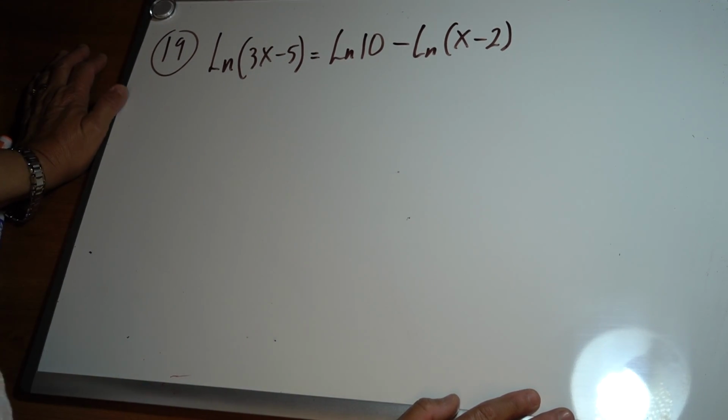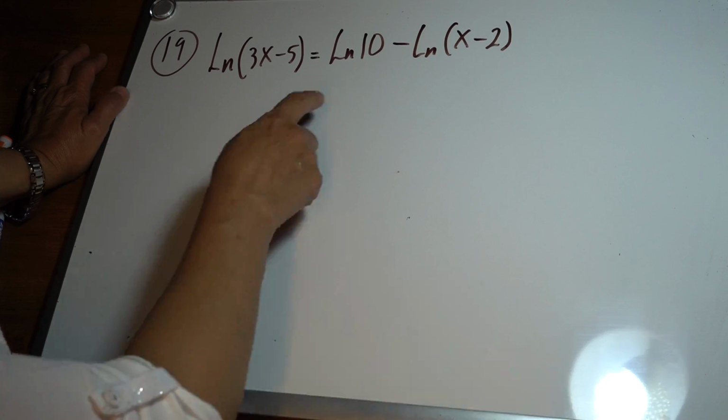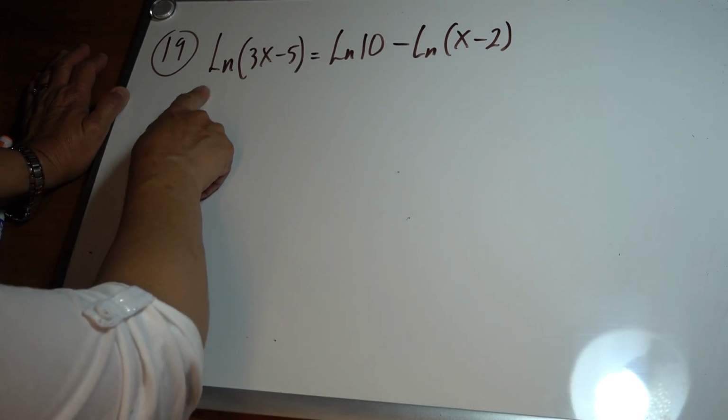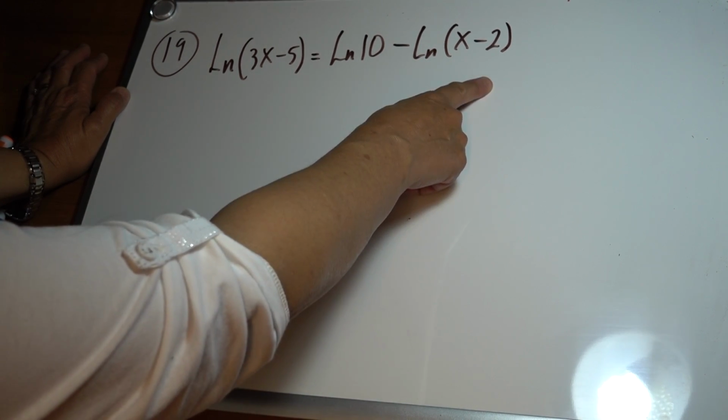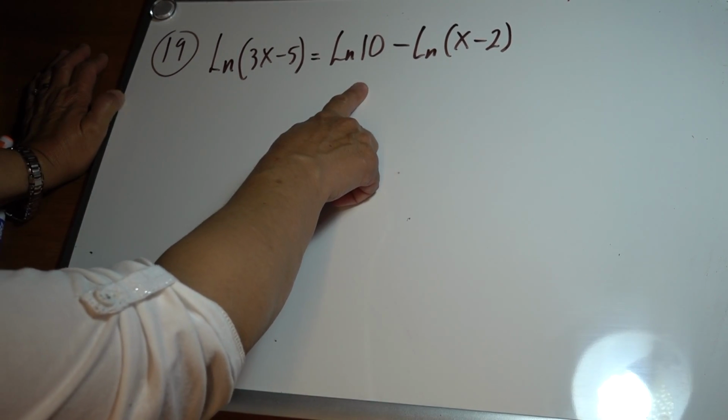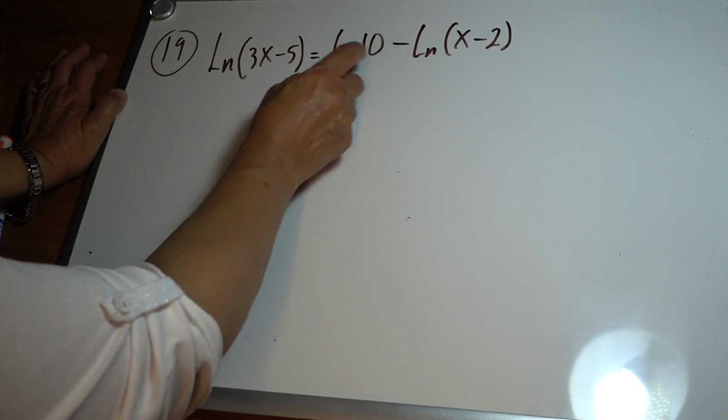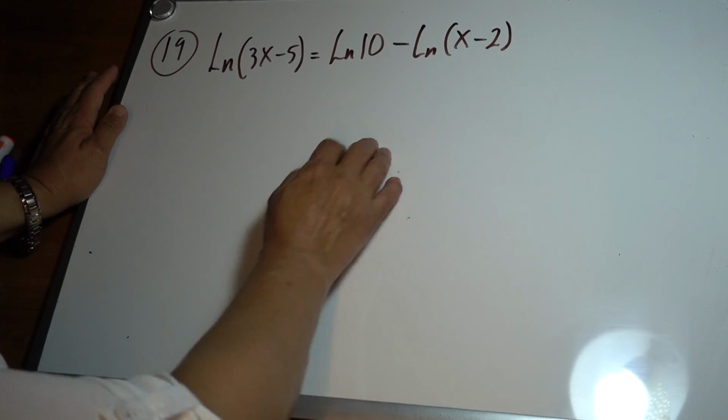we don't have the same situation that we had before when you have a single log. This one is a single log, but this one is not. But is there a way that we can write this as a single log? Yes, we condense the right side of the equation.